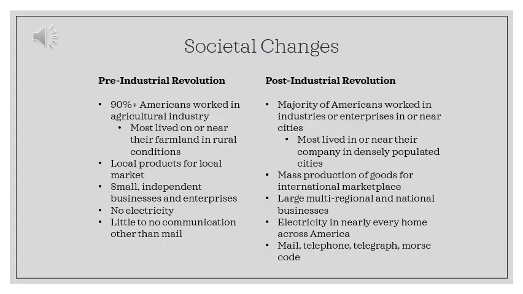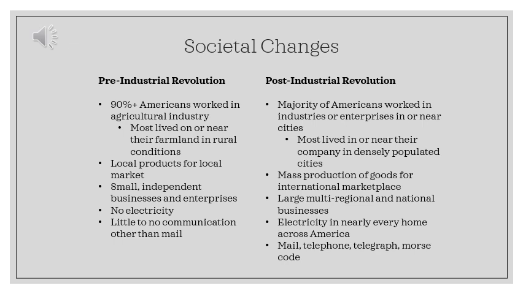The societal changes and lasting impacts of the Industrial Revolution are similar to the changes before and after the Civil War. Pre-Industrial Revolution, over 90% of Americans worked in the agricultural industry, where most lived on or near their farmland in rural conditions. Local products were manufactured for a local market, where small independent businesses and enterprises were commonplace. There was no electricity and little to no communication other than mail or the Pony Express.